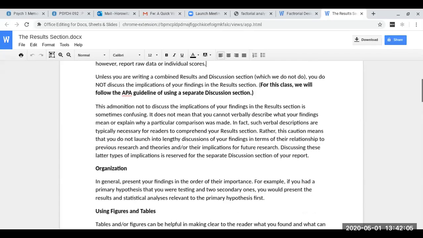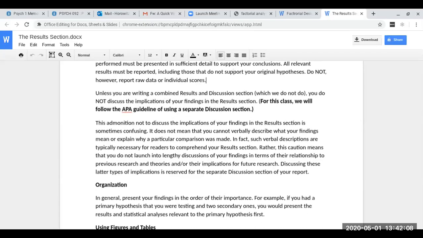The implications of your findings in the results section is sometimes a bit confusing. It does not mean you can't verbally describe what your findings mean. When we talk about the direction of the effect, we also want to know which group scored higher or lower than the others if we are making comparisons. So it doesn't mean that you can't verbally describe what your findings mean or explain why a particular comparison was made. Why did we compare those with and without studying? In fact, verbal descriptions are actually necessary for readers to understand and comprehend the results section.